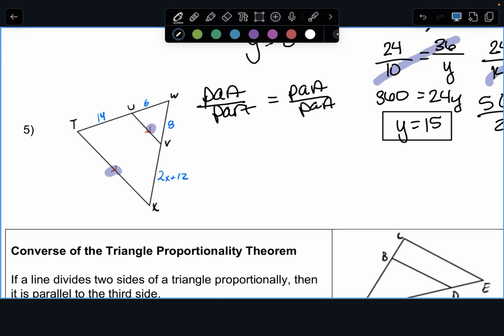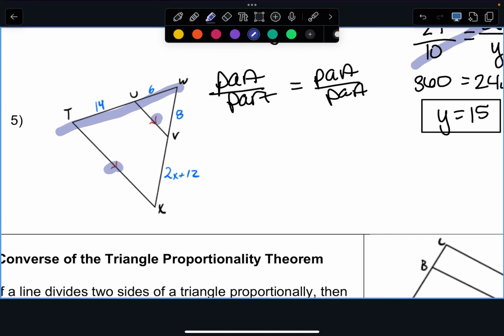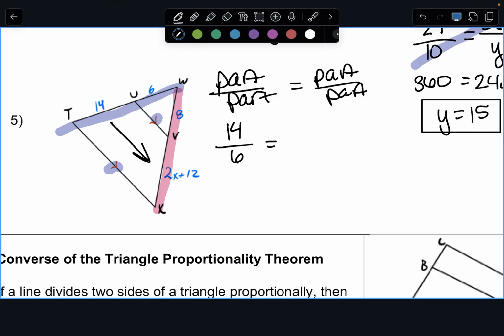Okay. So if we start with one of our sides, the blue side, our parts are 14 and 6. So 14 over 6 or 6 over 14, you pick which way. Doesn't matter as long as it matches the other side. So our other side, the pink side, our parts are 8 and 2x plus 12, but which one of those goes with 14? The 2x plus 12, the one directly across from it. So 2x plus 12 on top, 8 on the bottom.